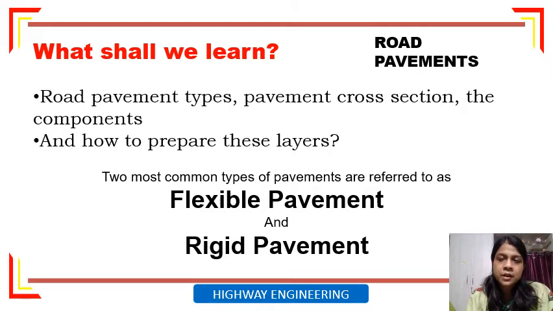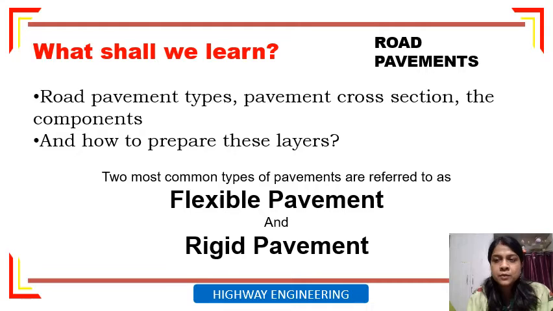And in this content we will discuss how many types of road pavements there are, what the cross section of the roads looks like, what the various components of the road are, and then how to prepare these layers of the roads. So the roads are basically of two types. One is flexible and another is rigid. What are the basic differences between the flexible pavement and the rigid pavement?